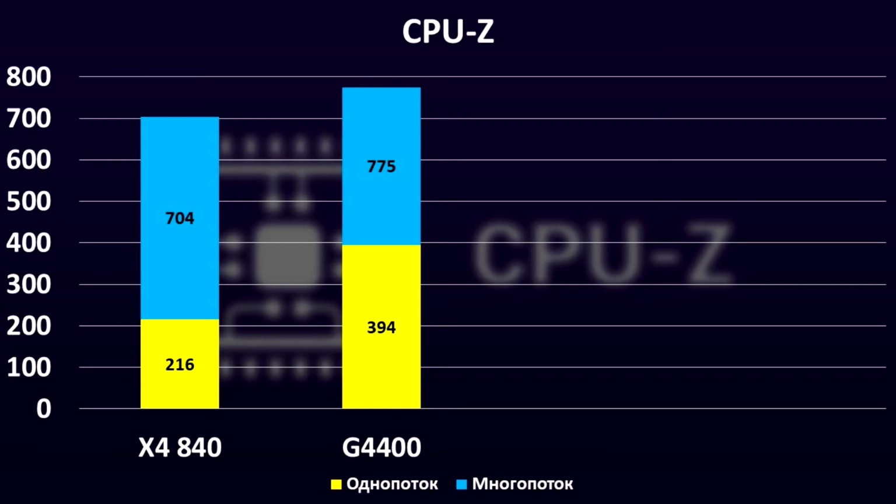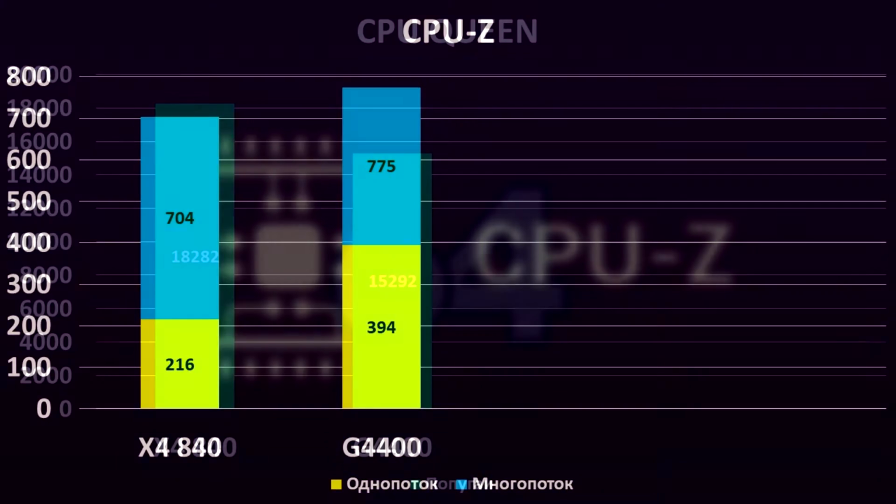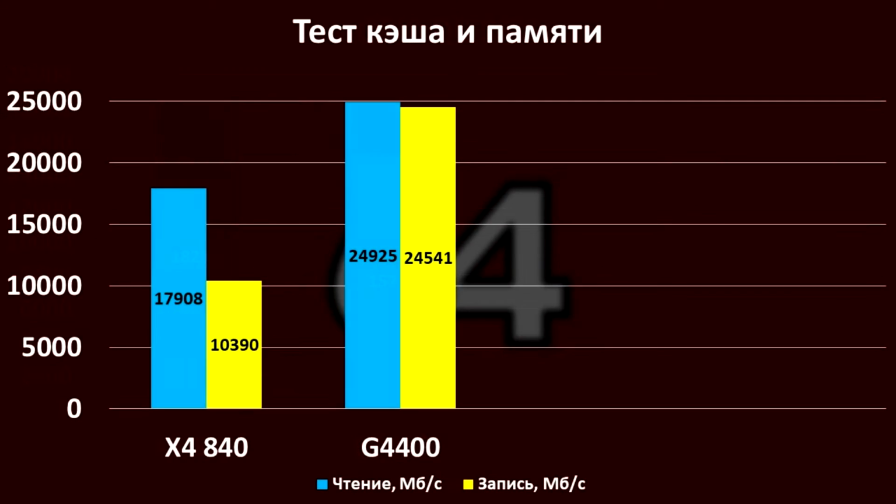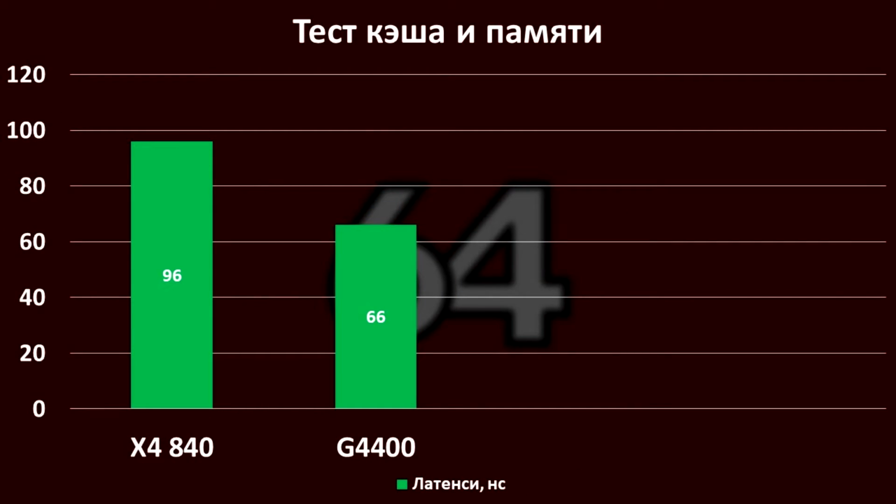AIDA64 CPU Queen: 18000 for AMD, 15 for Intel. Now the difference is in the direction of the Athlon, by as much as 20%. Memory test: almost 18 GB/s to read from AMD, 10 to write, latency 96 nanoseconds. For the Pentium, almost 25 GB/s for reading and writing, a delay of 66 nanoseconds. Intel is more responsive and snappy in Windows, but this is subjective.